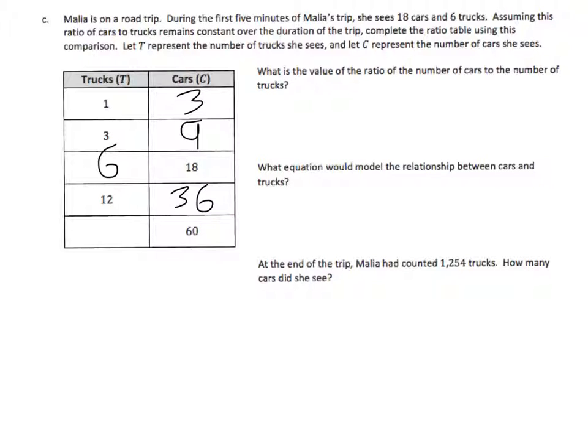That one's a little trickier. So what can we do instead? Instead of trying to figure out how to get 18 to 60, that's tough. Those are numbers that don't work too well together. We can pick any of the other ones because these are all equivalent ratios.